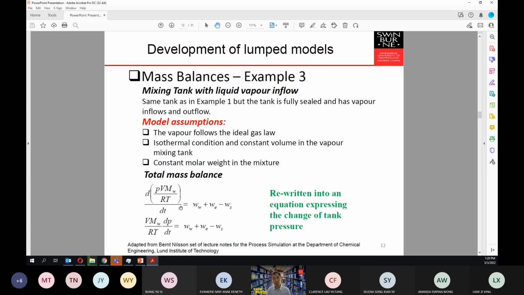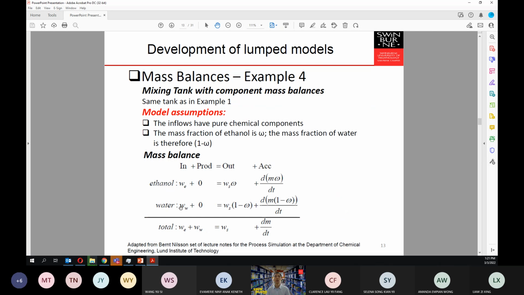Okay, so in example 1, we go with the simple one with the mass. Example 2, we go with the volume. Example 3, the final expression basically containing the change in the pressure with time. Now we go using the same example, but from another angle.